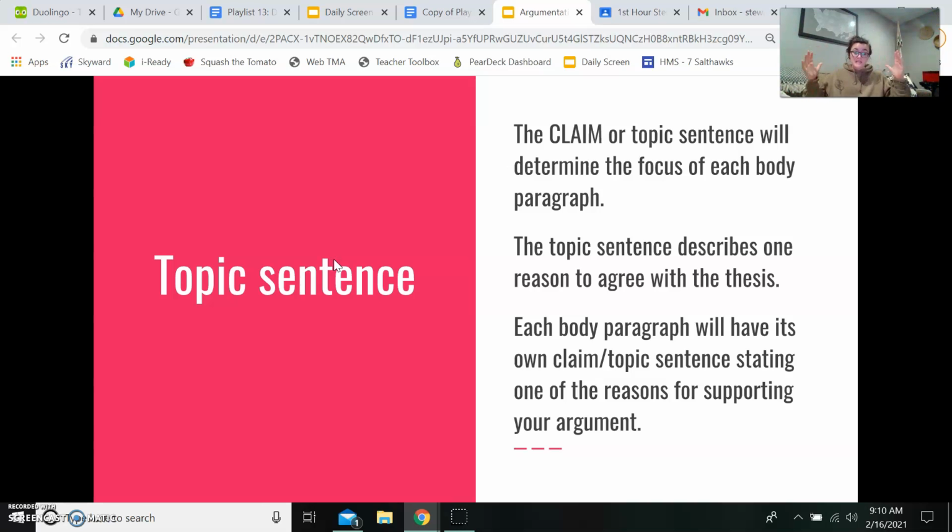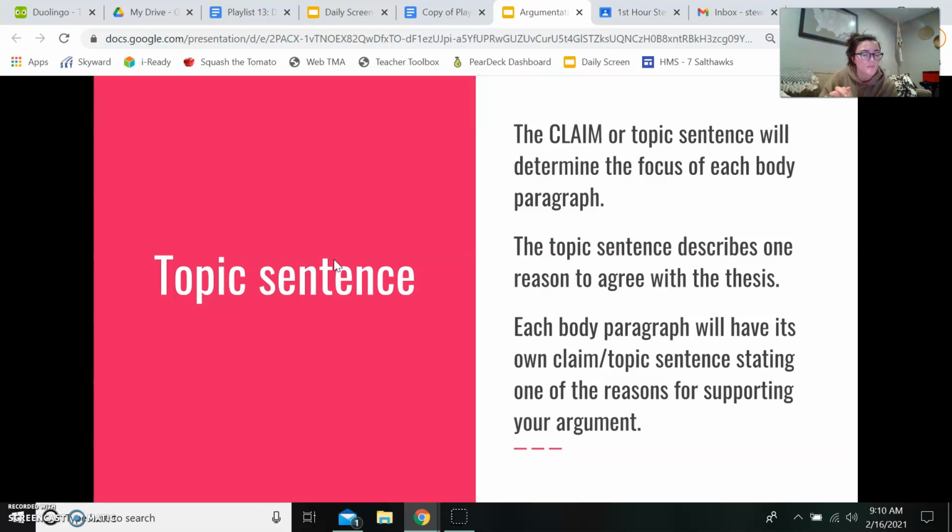The thesis statement says, this is what I'm going to talk about in this paper. The topic sentence says, this is what I'm going to talk about in this paragraph. So each paragraph is going to have its own reason why your problem is the world's biggest problem. It's going to have its own reasoning that goes to support the overall claim.